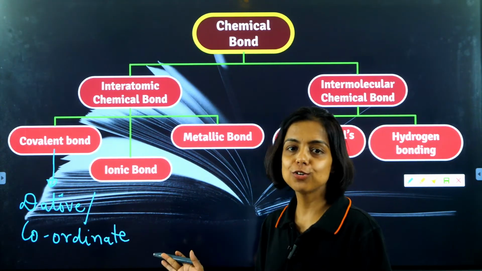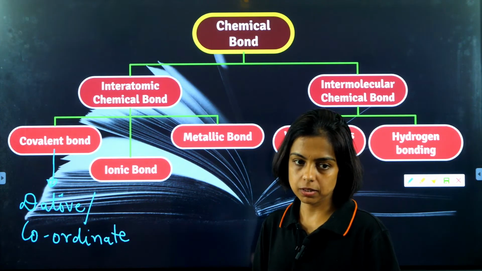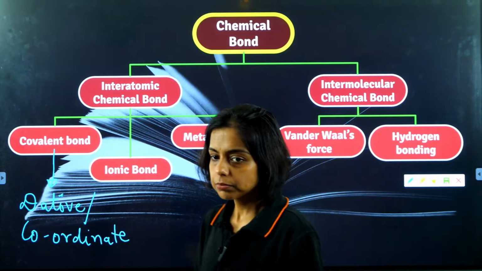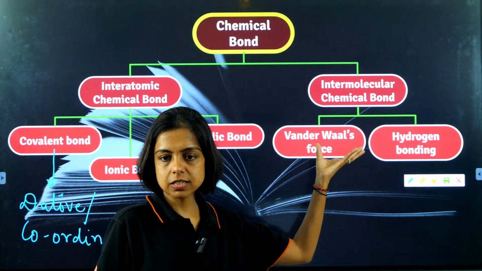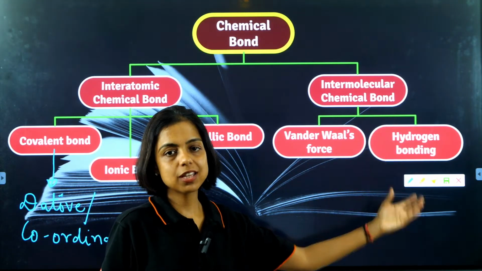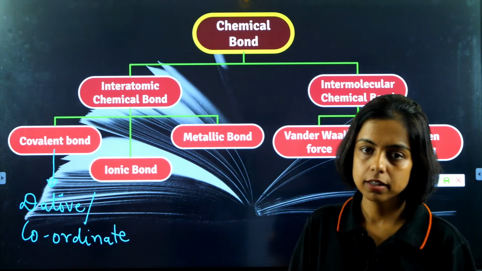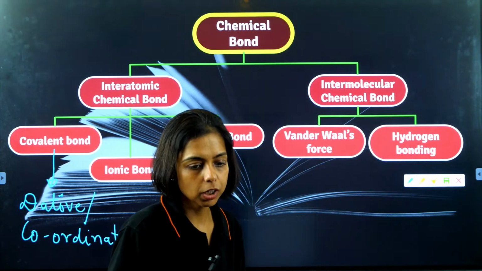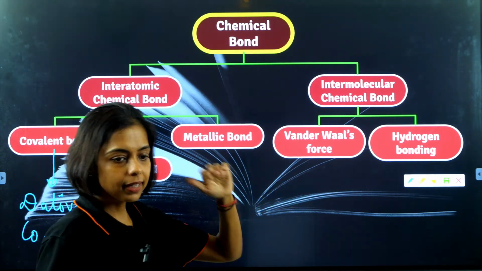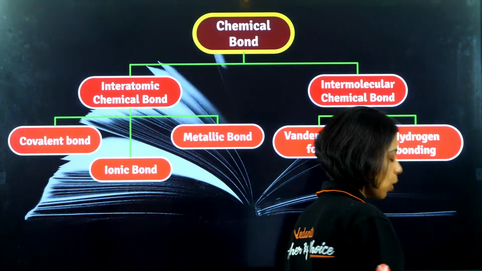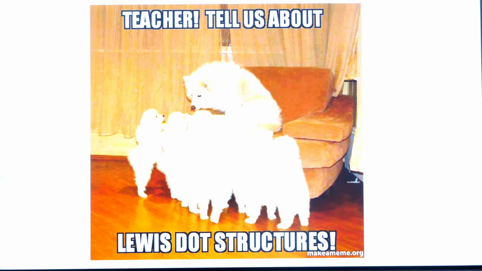We are going to cover the important parts of all these types of bonds in this chapter. And intermolecular forces are van der Waals forces and hydrogen bonding. I just told you a chemical bond is a force of attraction, so these are the forces between the molecules. This is what we are supposed to cover in this chapter of chemical bonding.